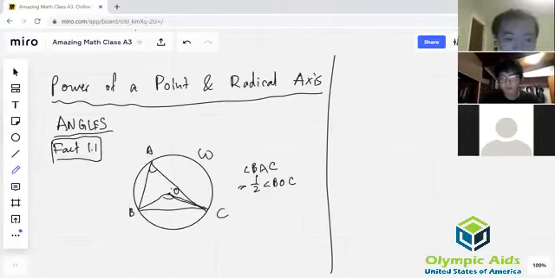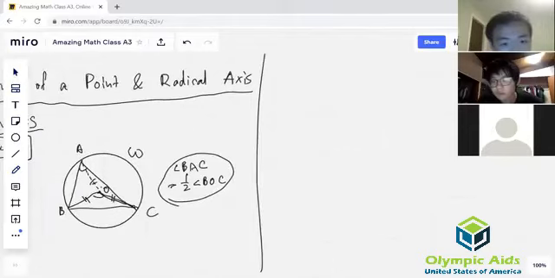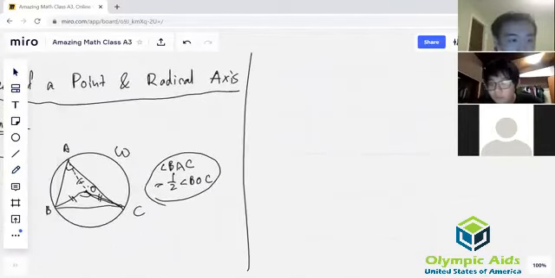Now this actually isn't too hard to prove. What you can do is draw this dashed line, and then use the fact that this is the center of the circle, so these things are all equal. You can use the isosceles triangles, and you can derive this angle relation. So this is something quite important. And what can you do with this?